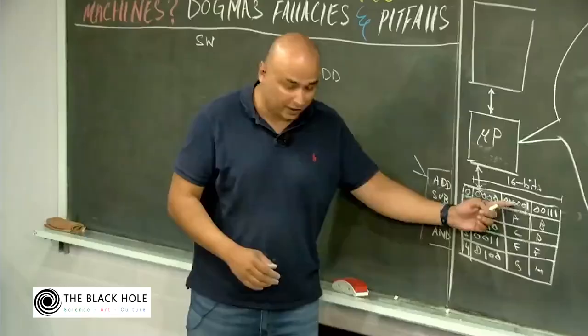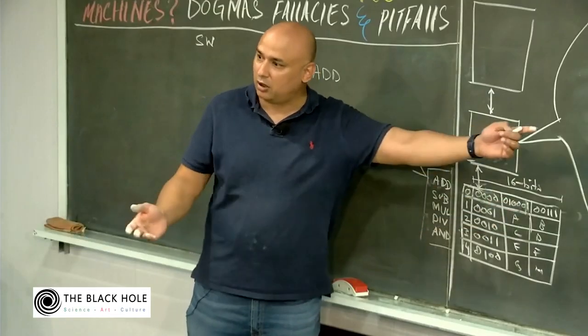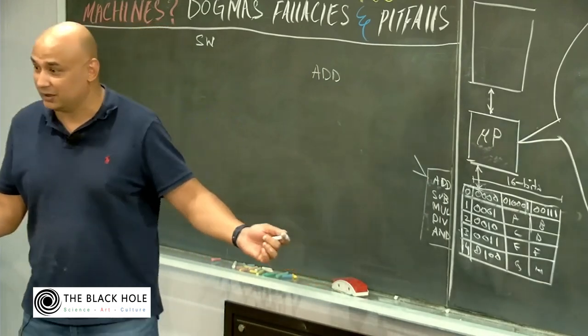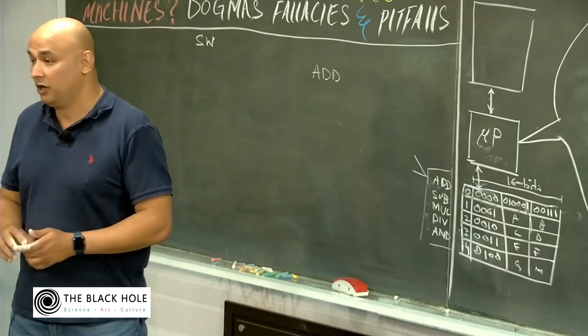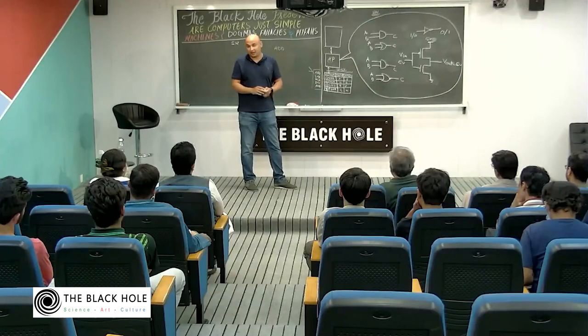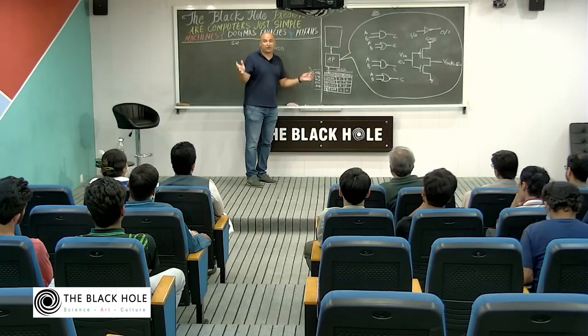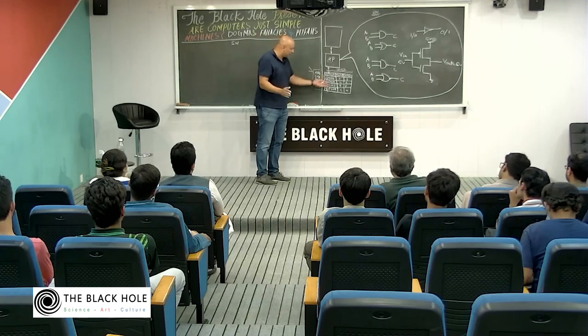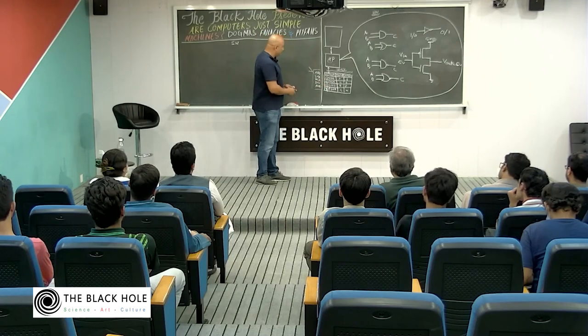of data representation. We just saw 2 positive numbers getting added. We didn't see negative numbers getting added. We didn't see floating point numbers getting added. And that's an entirely different, complicated work. We are not going into that detail, since this is for laymen.